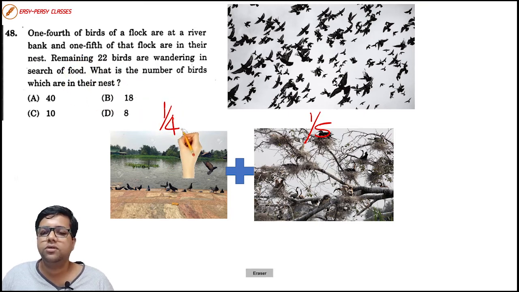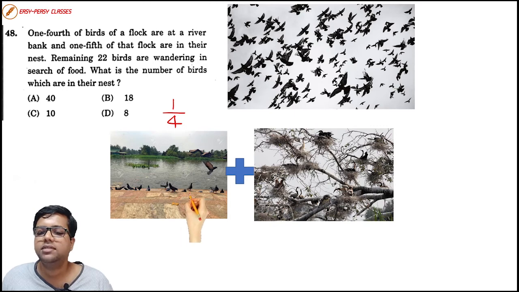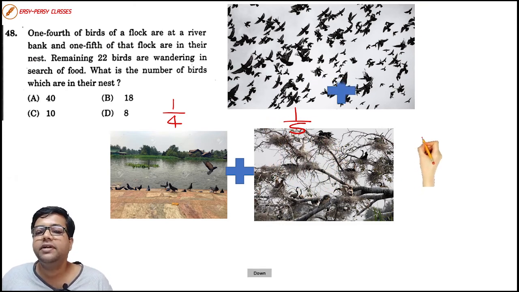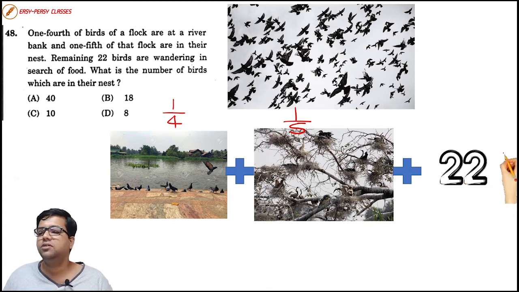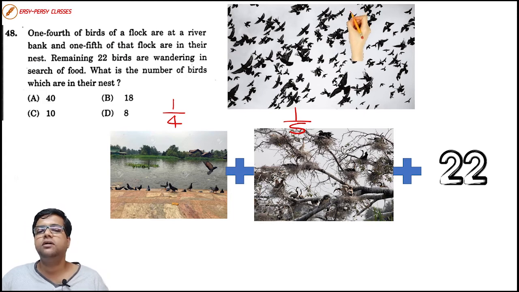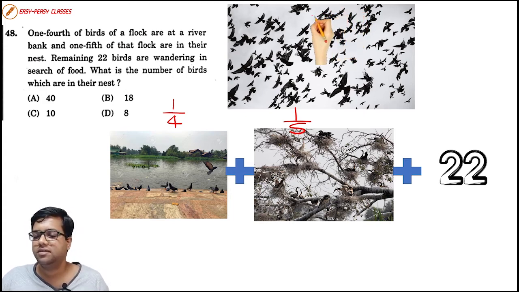Let me write it properly for you: 1/4 of them are sitting at the river bank, 1/5 of them are in their nests. The remaining 22 birds are wandering in search of food. They are going here and there gathering food. What is the number of birds which are in the nest?